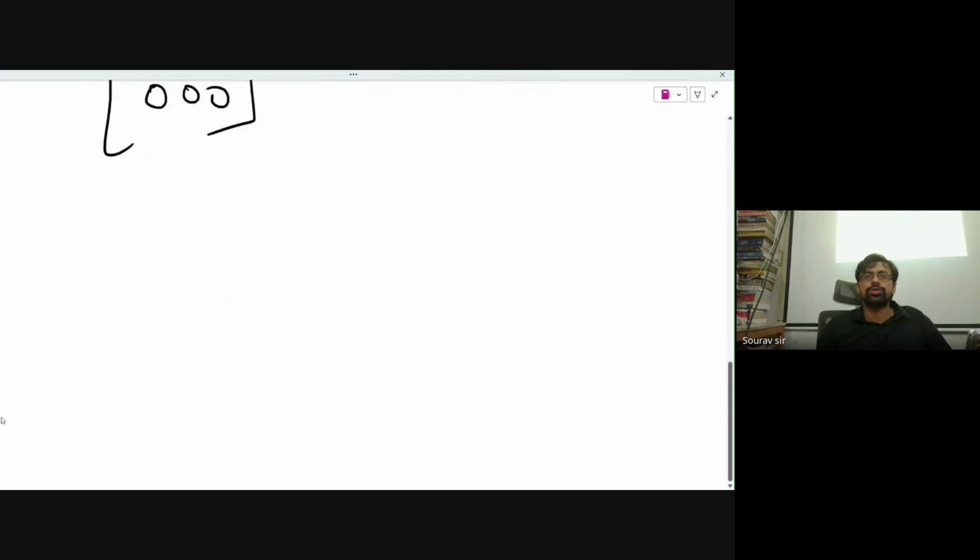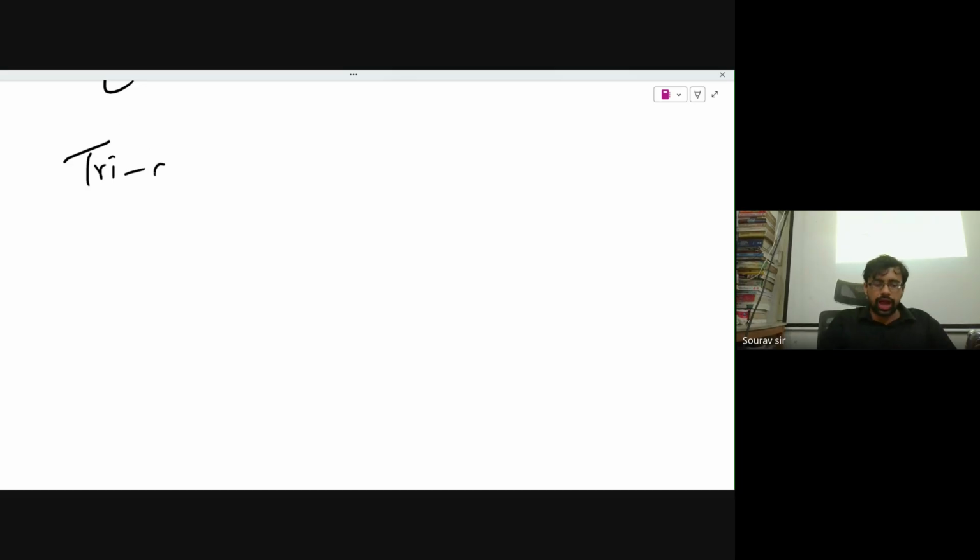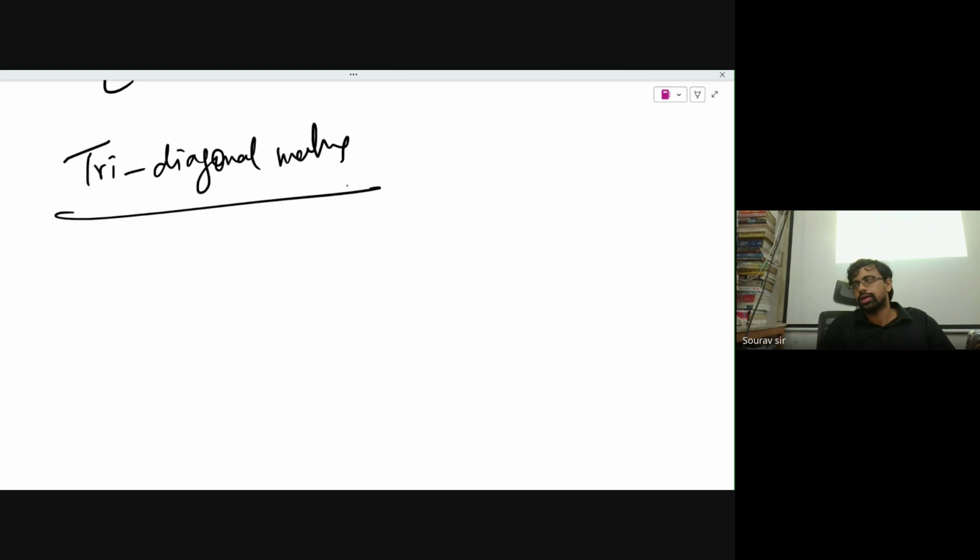Now I'm going to give you a new name जो आप लोगों ने सुना नहीं. You haven't heard about this name? Tri-diagonal matrix. Heard about this name? सुना? So, क्या है? Super diagonal and sub diagonal. अच्छा. What is a super diagonal? Perfect. देखिए.